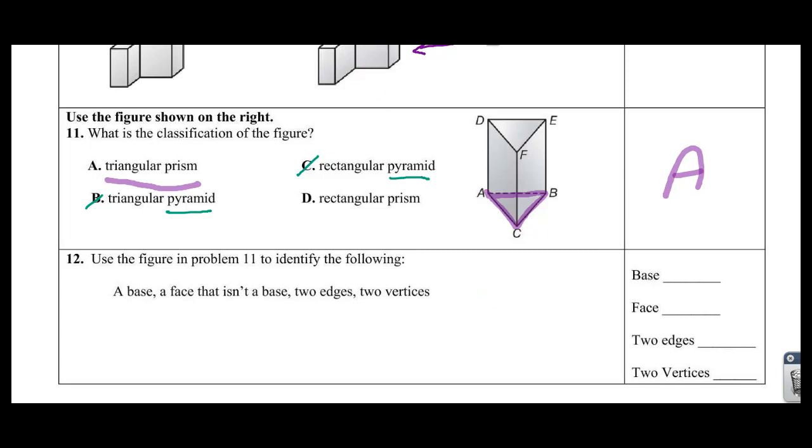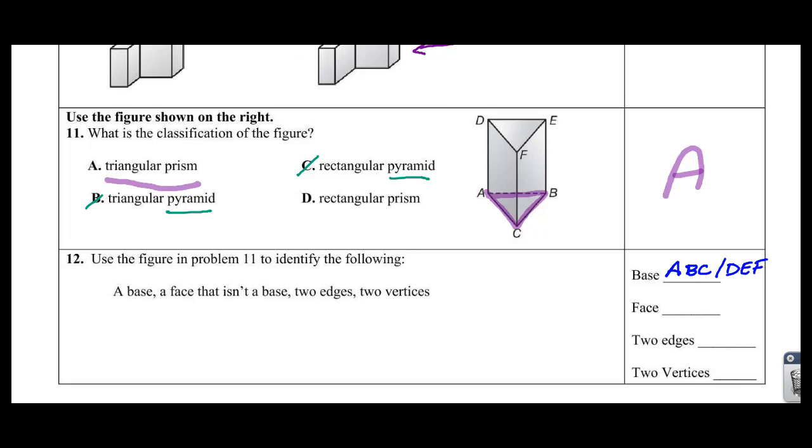Lastly, looking at that figure now, can you name some stuff here? Name a base, a face that isn't a base, 2 edges and 2 vertices. Well, the base is the one that I did right there, ABC. Name a face that isn't a base. Oh, by the way, you could have answered also DEF. Either one of those would be right.